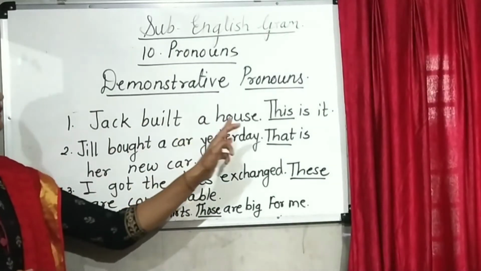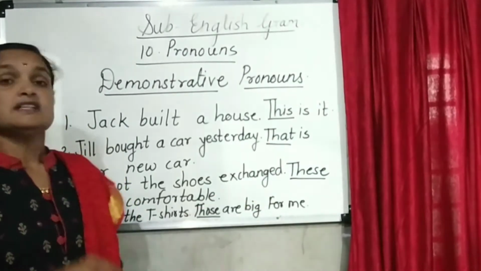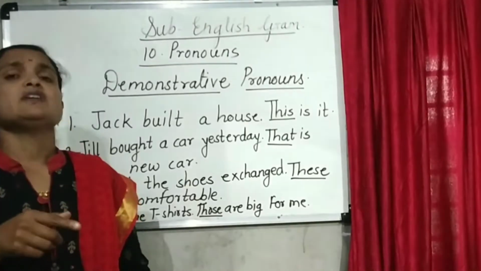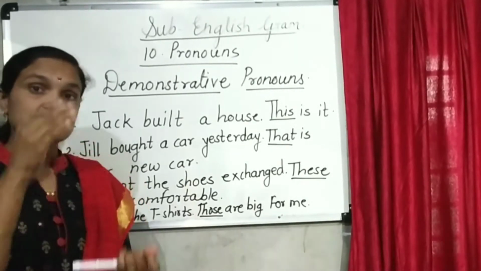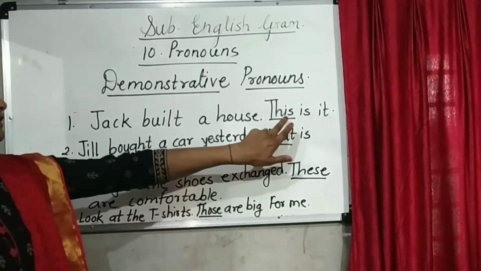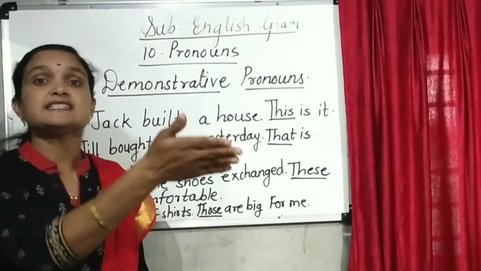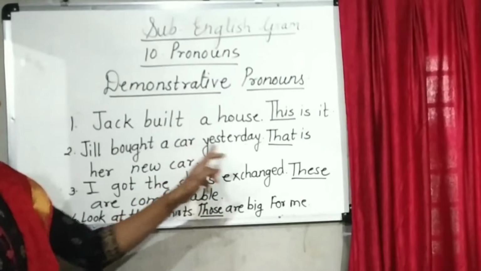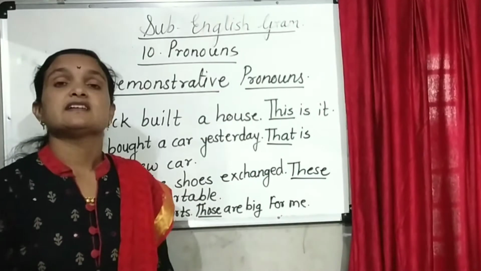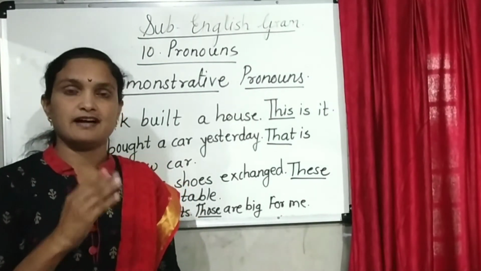See here, Jack built a house. There is the picture of the house. So this is it. We want to demonstrate or show that this is the house, this is it. So which word is giving us the idea about the house? This. It's showing this. Okay. Jill bought a car yesterday. That is her new car. Now that word is showing us the car.